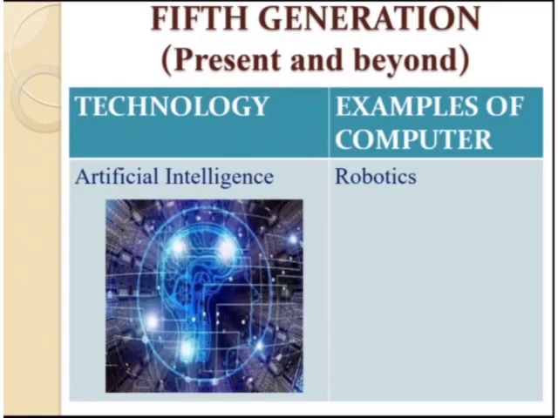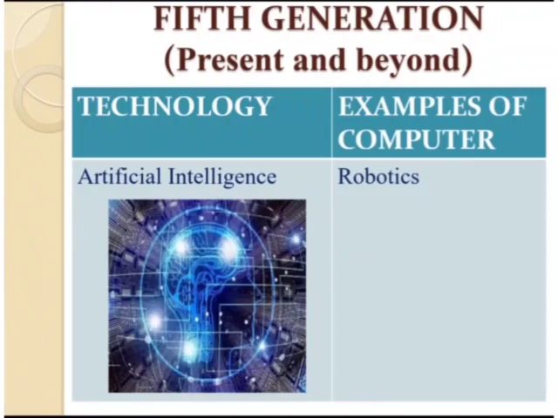Next is fifth generation. The timeline of fifth generation computers is present to future. Today also we are using fifth generation computers, and in future we will be using fifth generation computers. They are still in development. The technology used in the fifth generation computer is artificial intelligence. Students, do you know what is artificial intelligence? Artificial intelligence is the technology that deals with making computers think and take decisions like human beings.